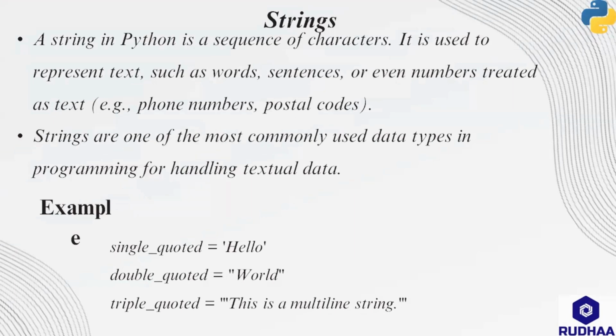Strings are one of the most commonly used data types in programming for handling textual data. For handling numericals, we have many data types like integers or float. Similarly, for handling textual data, we have the data type called string. The string may be single quoted, double quoted, or triple quoted. So far we have seen strings inside double quotes, but we can also indicate a string using single quotes or triple quotes. Whatever is present inside the quotes is treated as a string.